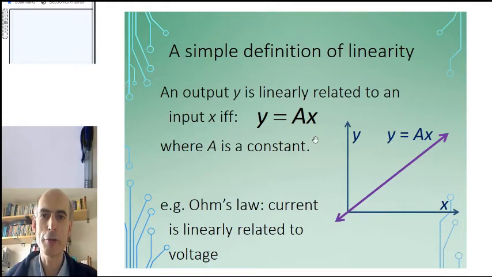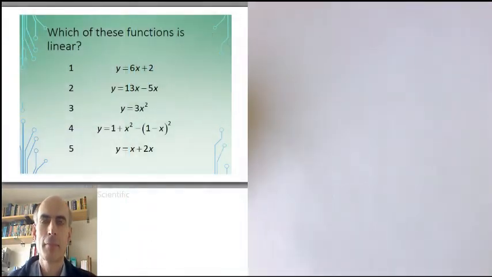Let's have a look at some other functions, just to try and get absolutely clear what this definition of linearity implies. Okay, we have a series of 5 functions here. Which ones of them are linear? Pause the video now and have a think about it. And when you've got your answer, start the video up again and we'll go through them.